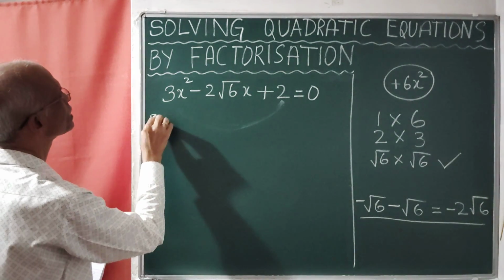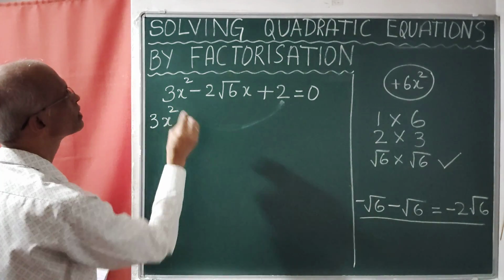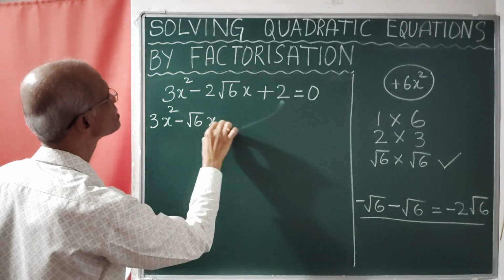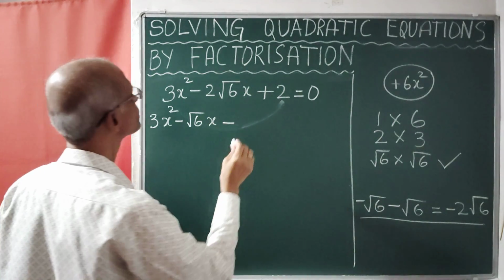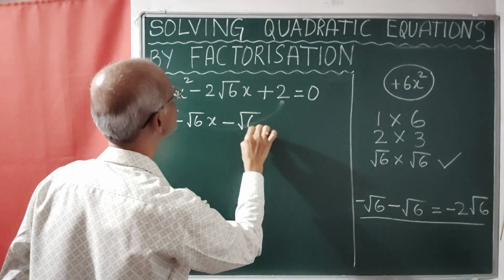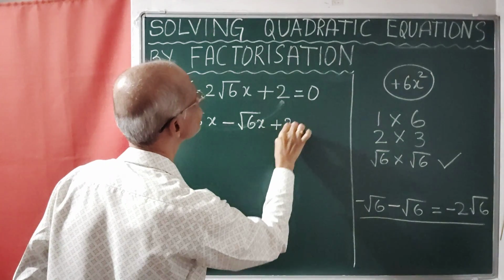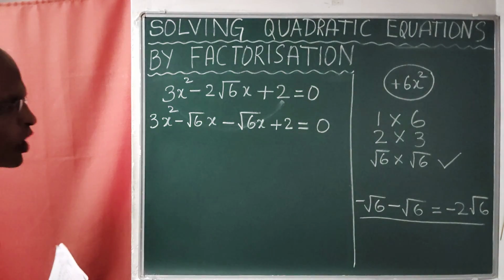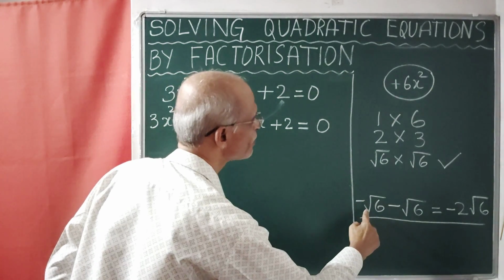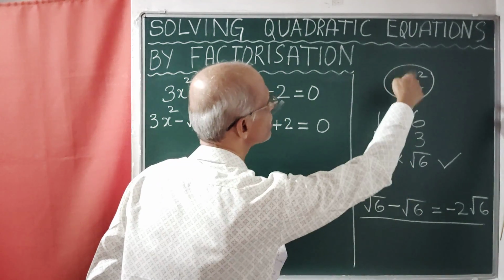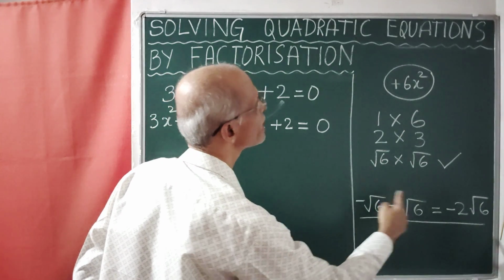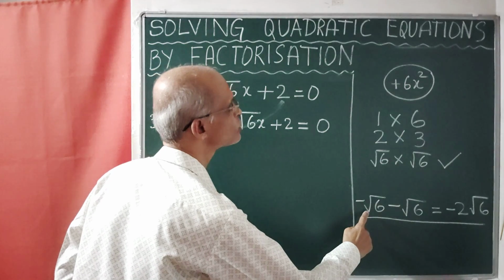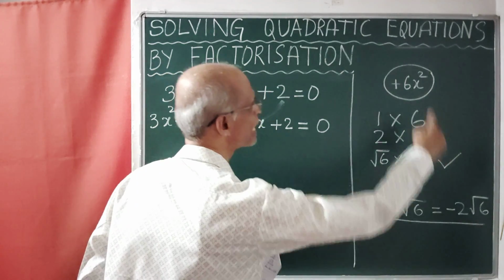Next step: 3x square minus root 6x minus root 6x plus 2 is equal to 0. Now we have to cross check. If I multiply these two, am I getting this term? Minus root 6 into minus root 6, I will get plus 6.